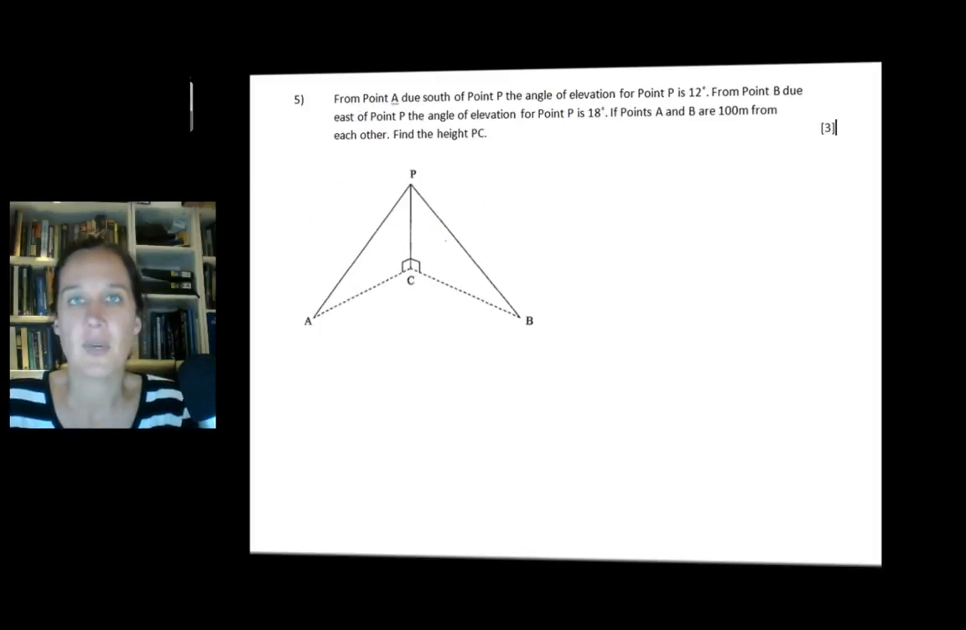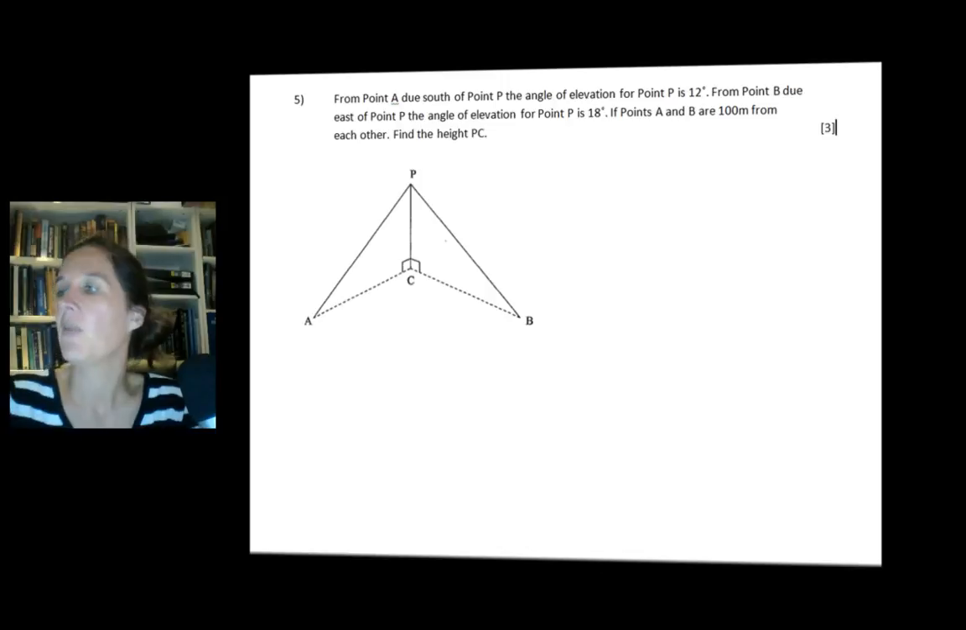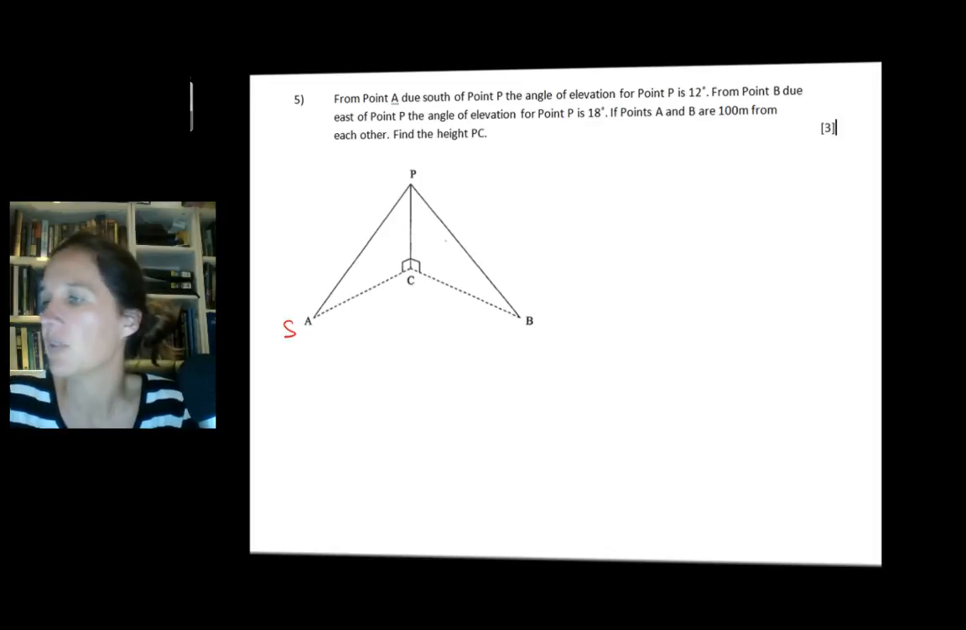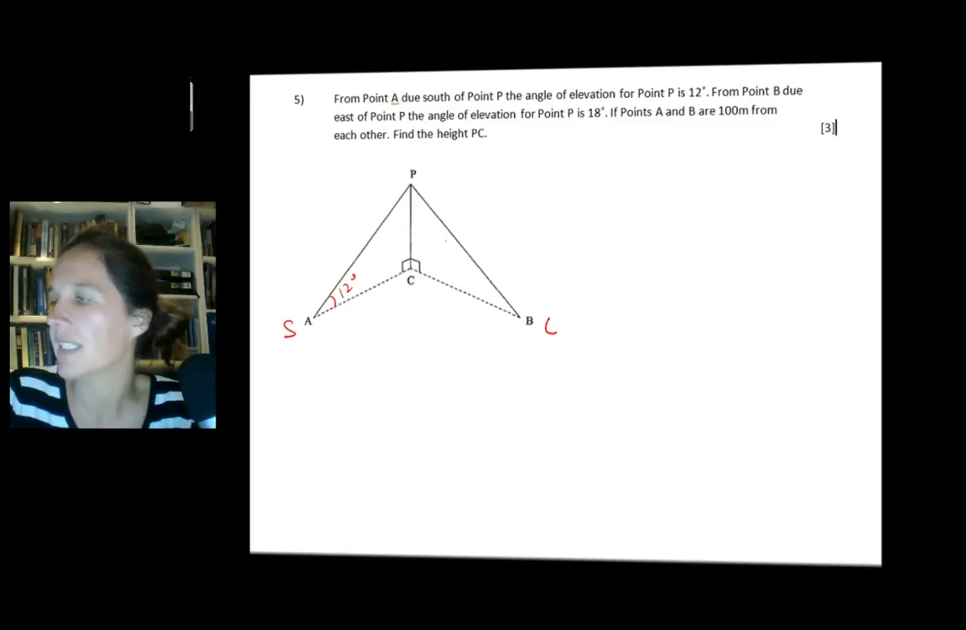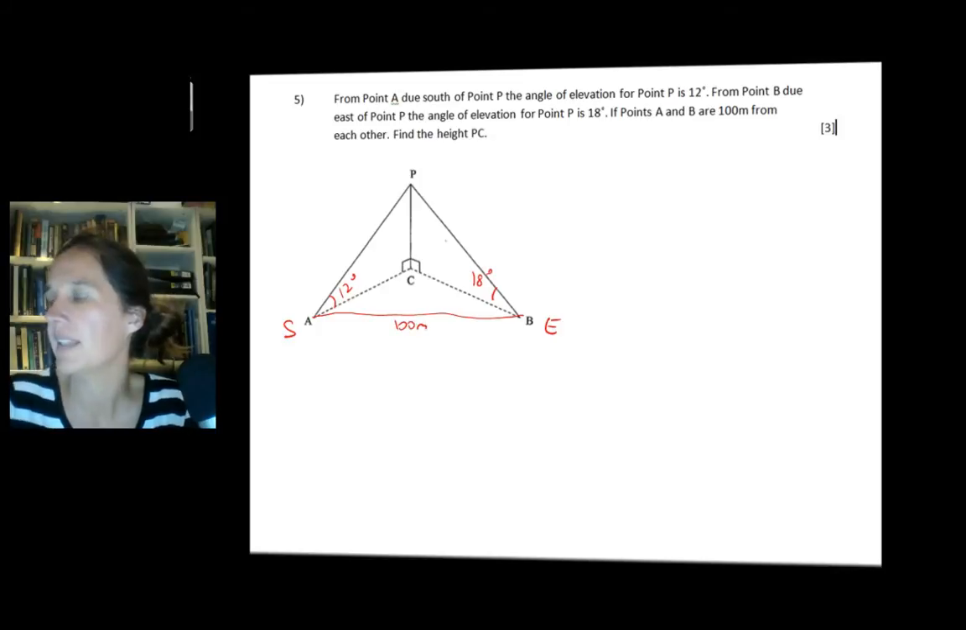So now moving on to question 5. From a point A due south, so this is south of point P, the angle of elevation is 12 degrees. From a point B due east of point P, the angle of elevation is 18 degrees. If points A and B are 100 meters from each other, we want to find this height, PC.